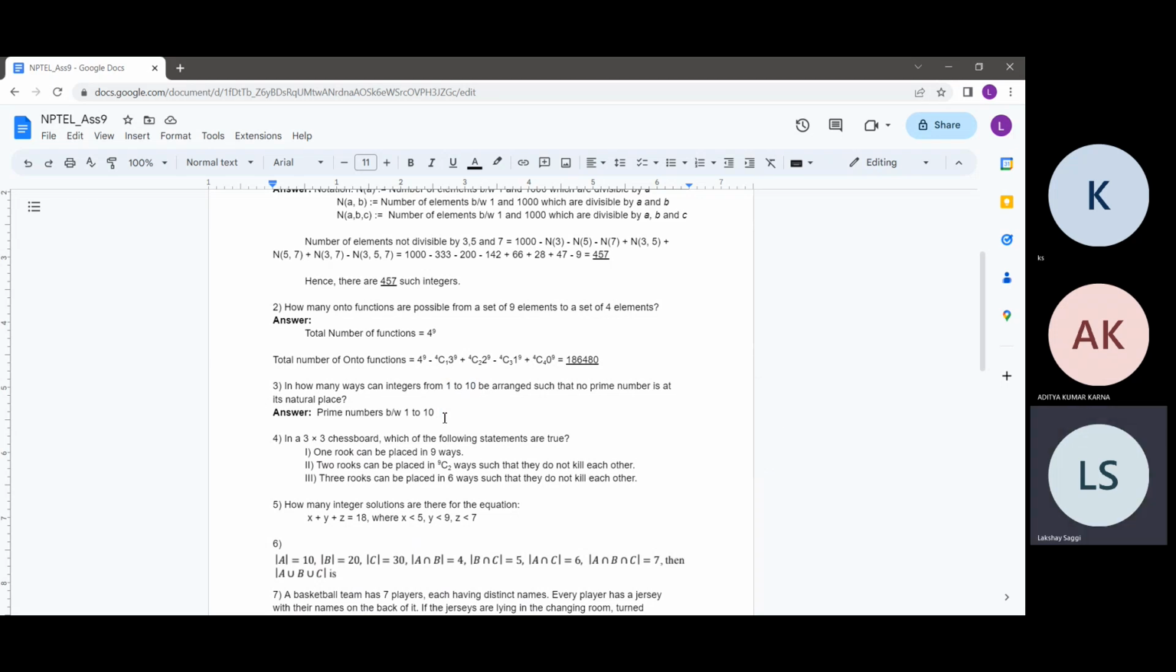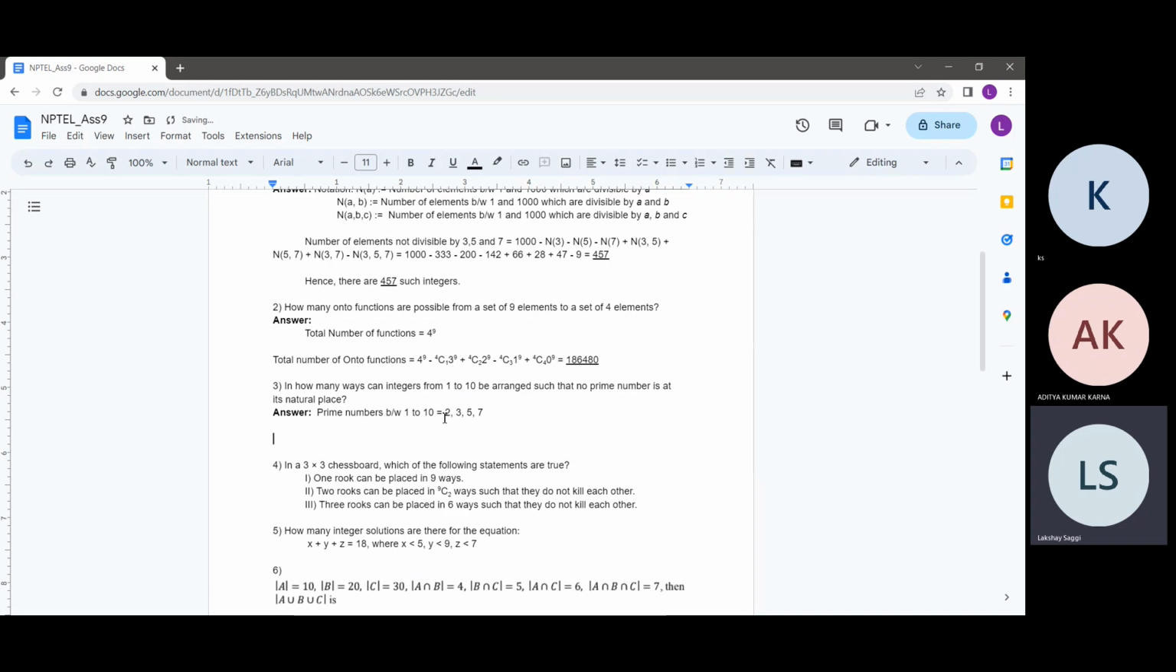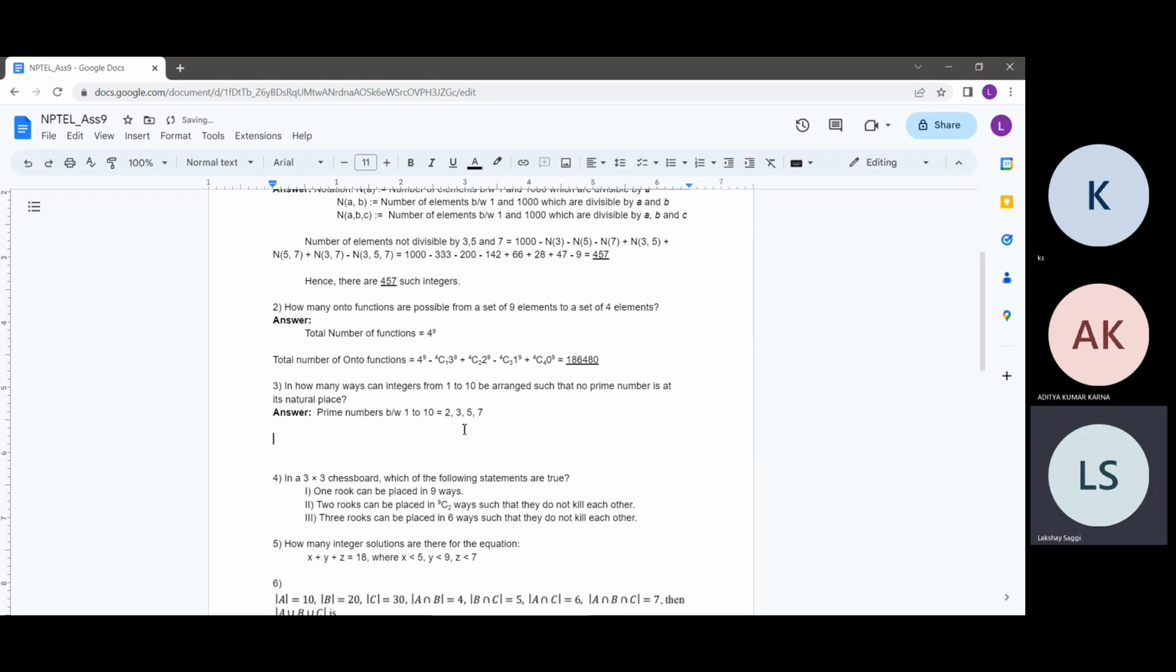So prime numbers between 1 to 10 are 2, 3, 5, and 7. These are the only prime numbers between 1 to 10. So what we want is the number of ways in which no prime number is at its natural place. So 2 should not be at second place, 3 should not be at third place, 5 should not be at fifth place, and 7 should not be at seventh place. I just need the number of permutations which do something like this. And other numbers can be anywhere, I don't care.